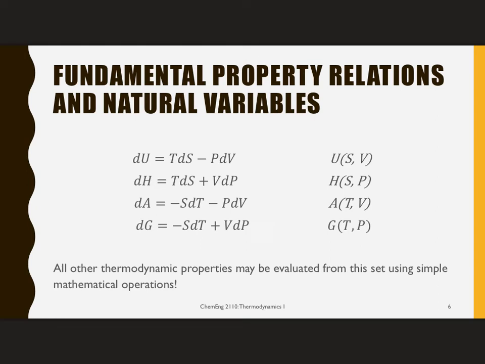First, as a reminder, we have our fundamental relations. dU is TdS minus PdV. dH is TdS plus VdP. dA is negative SdT minus PdV. And dG is negative SdT plus VdP. Each of these also tells us the natural variables for these various energy functions.